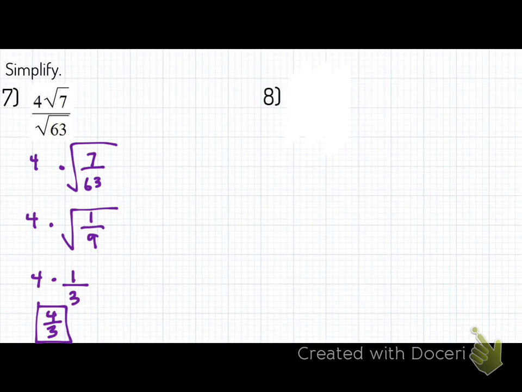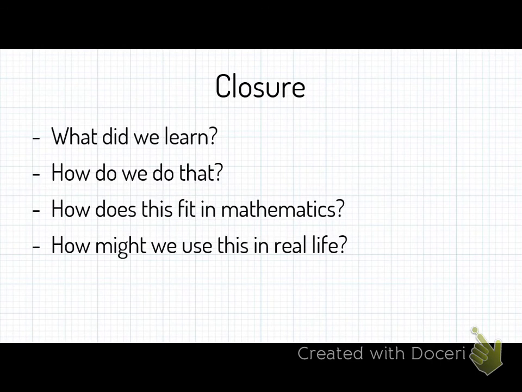Sorry about that because I ran out of time here. So think about these questions. What do we learn? How do we do that? How does this fit in math? How might we use this in real life?